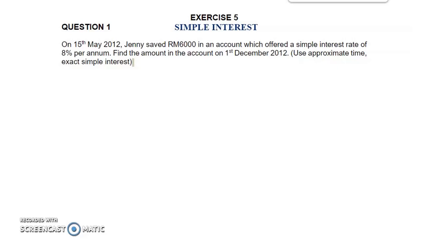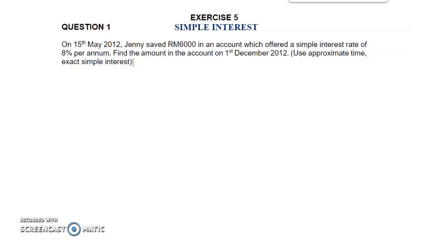Okay, hi. In this video, I'm going to show you some example questions on simple interest. Okay, now let's look at question 1. On 15 May 2012, Jenny saved 6,000 ringgit in an account which offered a simple interest rate of 8% per annum. Find the amount in the account on 1st December 2012.